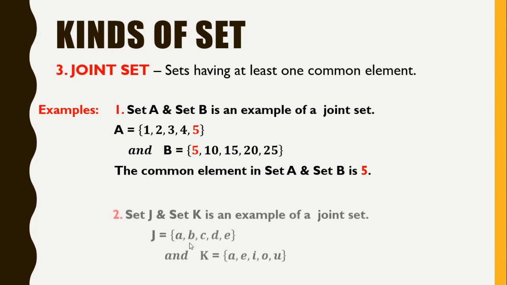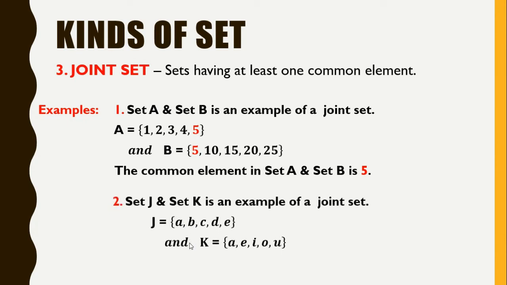So, next example, set J and set K. Set J comprises of the letters A, B, C, D, and E. Samantalang set K comprises of the letters A, E, I, O, U. So, yung ating common elements, we have 2: letters A and E. Ayan. So, joint set sila. Okay, malinaw? Okay, next.